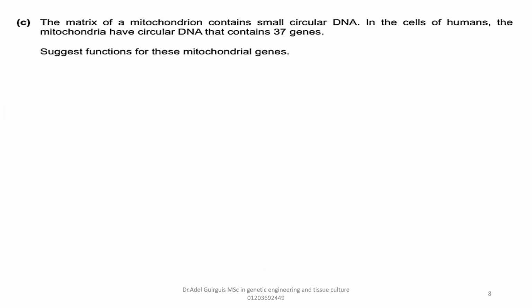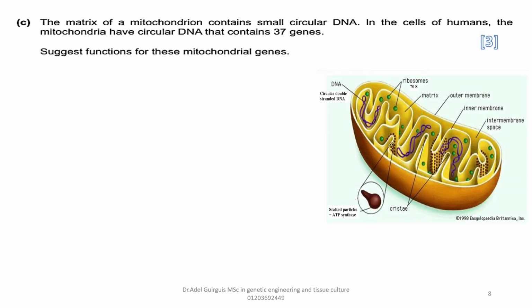Okay, now letter C. The matrix of the mitochondrion contains small circular DNA. In the cells of humans, the mitochondria have circular DNA that contains 37 genes. Suggest functions for these mitochondrial genes. Okay, with 3 marks.